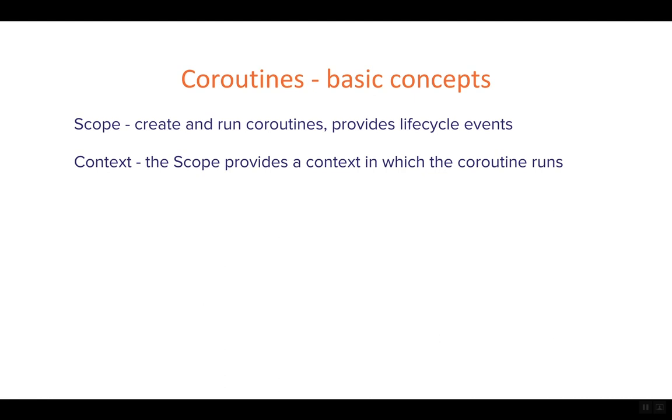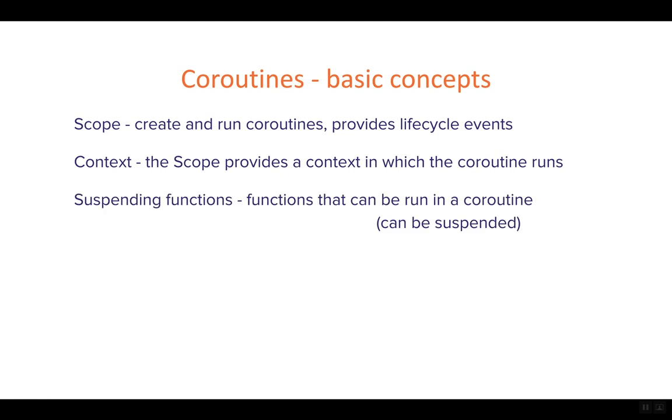Then we have the context. The context is basically the component that is provided to us by the scope. The scope provides a context, and the context contains a few components like dispatchers and like a job, things like that. We will see what those are.